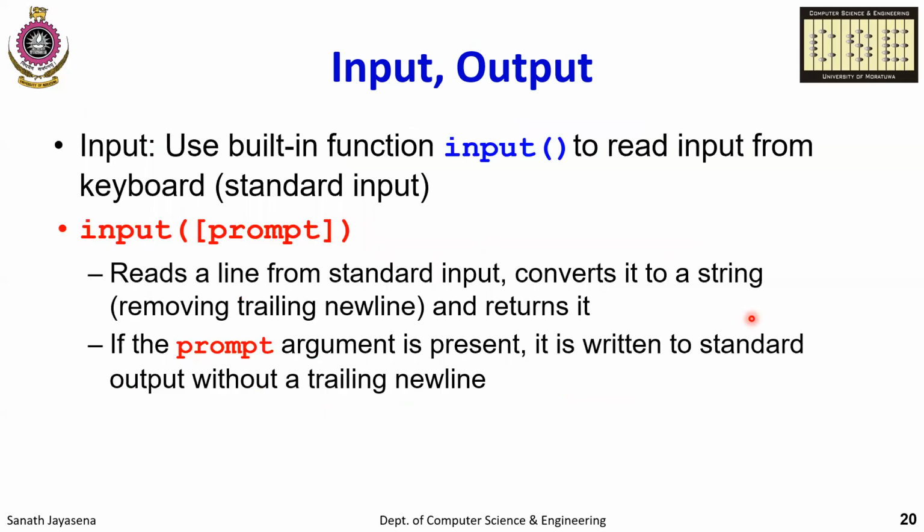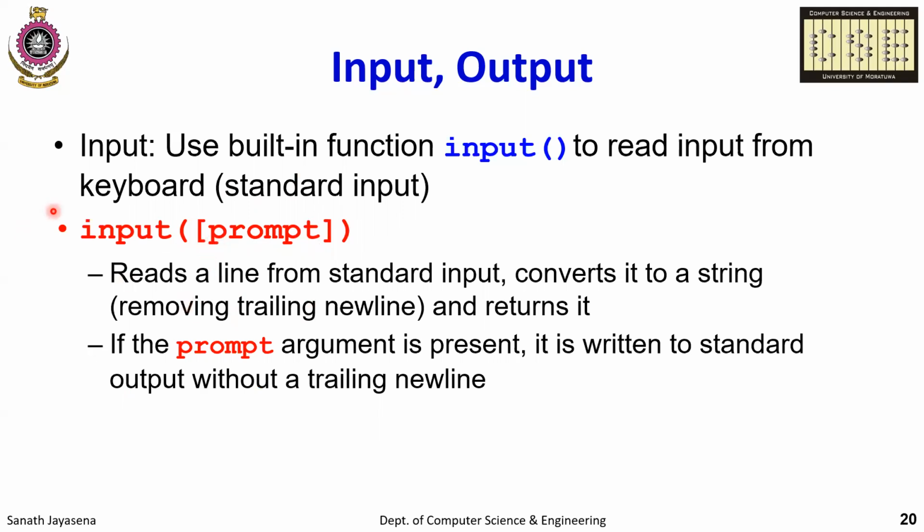And for input, that means we want to input some values from the keyboard, right? We say standard input is the keyboard. So for input, we use the input function. When you have a prompt like this within square brackets, it basically means that the prompt is optional, right? You can include some prompt here if you want to display it. Otherwise, you can just leave it empty, right?